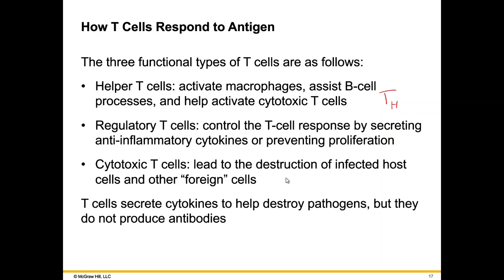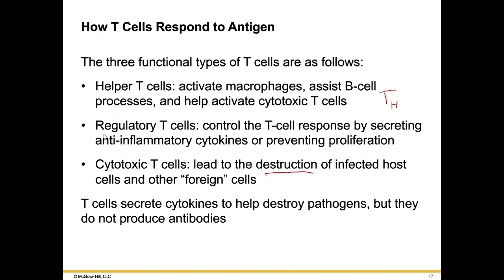These are responsible for the destruction of infected host cells or any other foreign cells, like a protist, for example. You can think of the cytotoxic T cells as the infantry here. They are the ones on the front lines doing the actual fighting and the destruction. The helper cells, on the other hand, are more the helpers. They're assisting all of these other different cell types to do what they need to do.